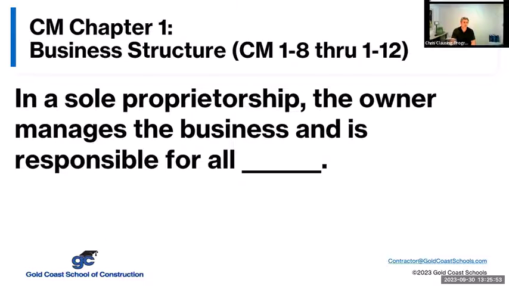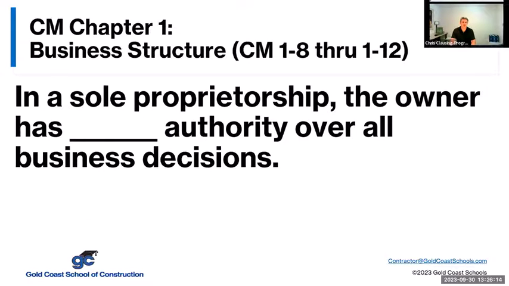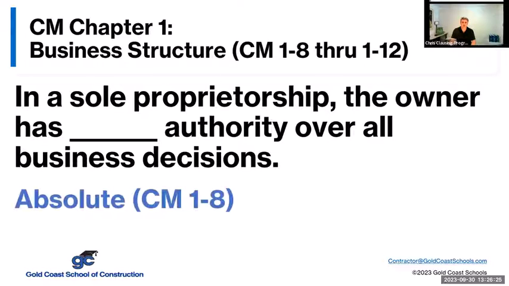So in a sole proprietorship, the owner manages the business and is responsible for all what? If we look on 1-8, you see that for sole proprietorship, they explain that the owner is responsible for all decisions. Now, in a sole proprietorship, the owner has blank authority over all business decisions. We're in the same spot, and we see that as a sole proprietor, the owner has absolute authority.